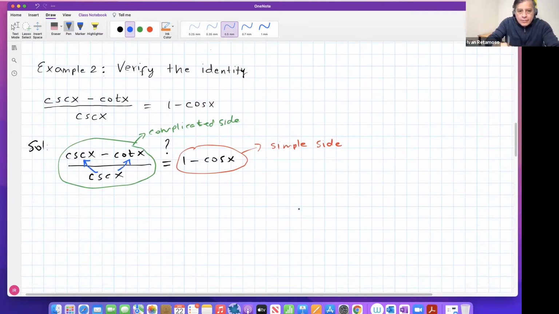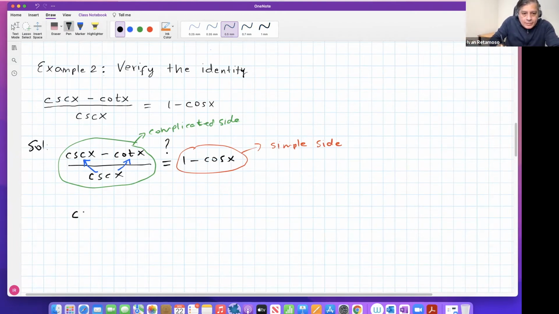Let's do it together, okay? All right, and try to remember again, guys, this for your special assignment. So this will be cosecant of x divided by cosecant of x minus cotangent of x over cosecant of x, right? Here, question mark. Remember the simple side, we keep it the same. Question mark, they don't look the same yet. Cosecant into cosecant is just 1, right? 1 minus cotangent over cosecant.